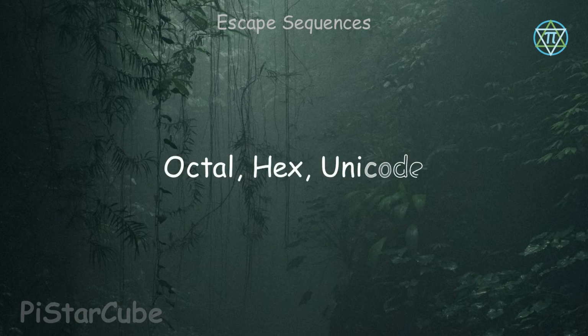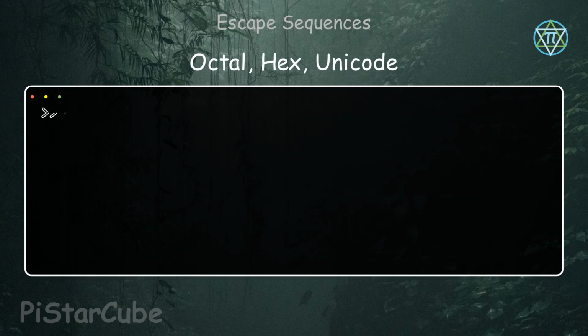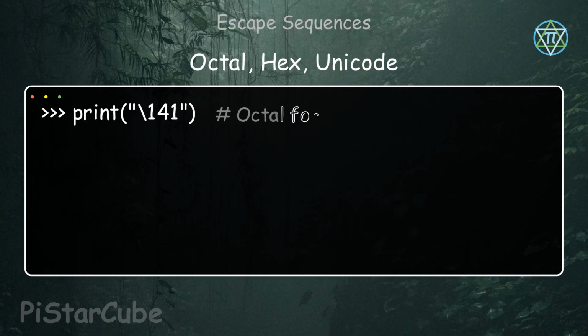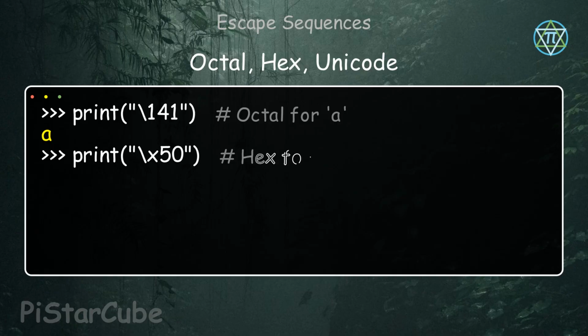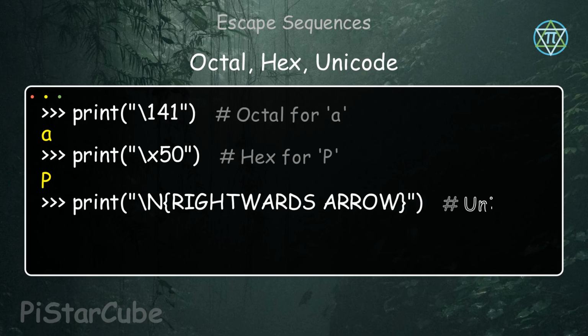Next, let's look at octal, hex, and Unicode in strings. Python lets you use numbers to represent characters. Pretty cool, right? \141 is the octal code for the letter a. So when you use that in print, it shows a. Similarly, \x50 is the hexadecimal code for P, so it prints P. And for special symbols, you can use Unicode by name. For example, \N{RIGHTWARDS ARROW} gives you the actual arrow. These are handy when working with special characters or when you need exact control over your text.